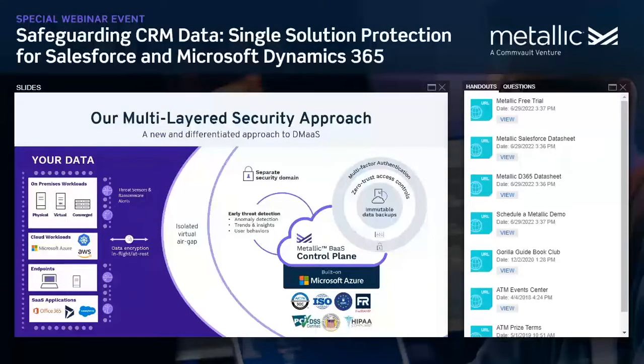And when they get backed up, that data, we encrypt the data in flight and at rest. We have that isolated virtual air gap between those applications and our SaaS infrastructure to provide you that security. And then on our infrastructure, which is a separate security domain, we have early threat detection, which looks at trends, user behaviors, anomalies, all of the safeguards that you need to protect your data. We have multi-factor authentication and zero trust access controls as well. And looking at this slide, you can see all of our certifications that we have, from HIPAA to FedRAMP to ISO certification. All of this speaks to the attention and the detail we put to safeguarding your information.